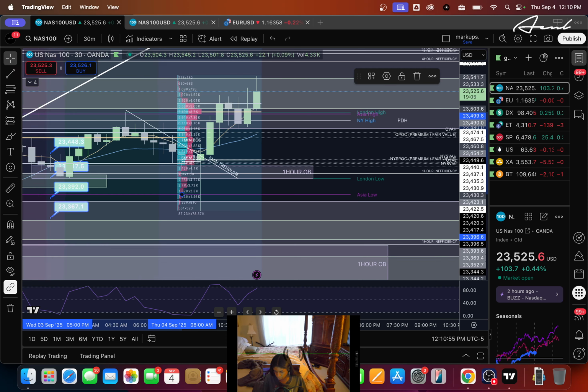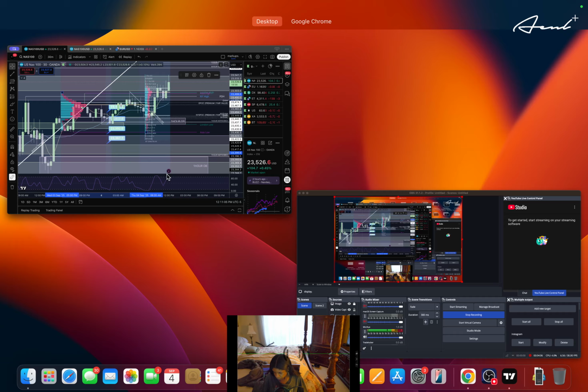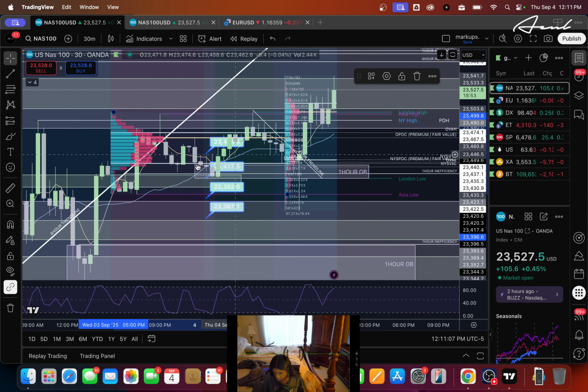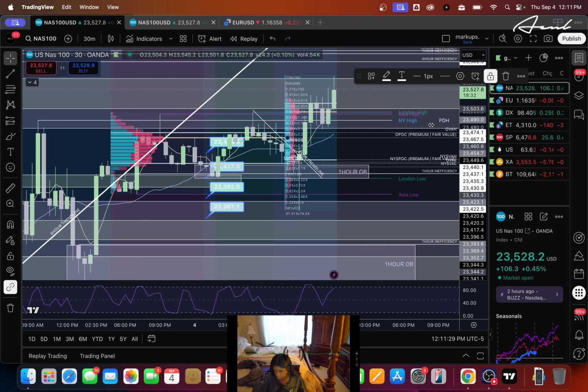Basically I'm marking up this fixed range profile from the previous day, 5 p.m., on the 30-minute chart right there, so you can see. So then that's marked off. Basically what I'll do is I'll outline these. As you can see, the overnight point of control, which is our premium fair value, is represented by this yellow line right here. I'll mark that up, and then I'll also lock it in so that it's not moving on my chart.